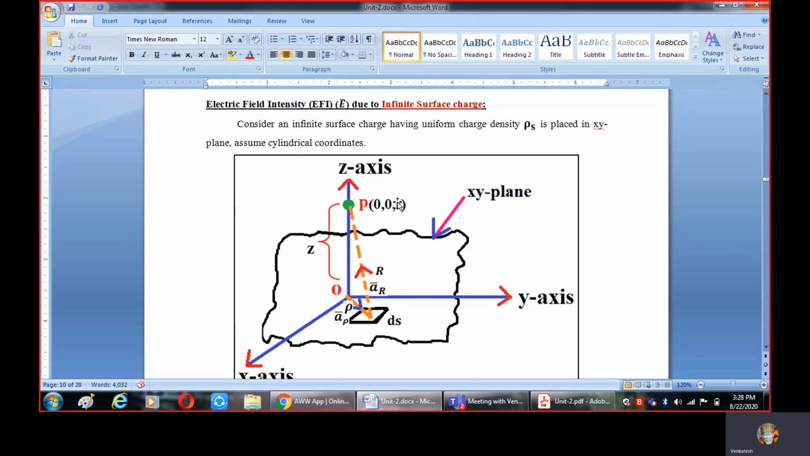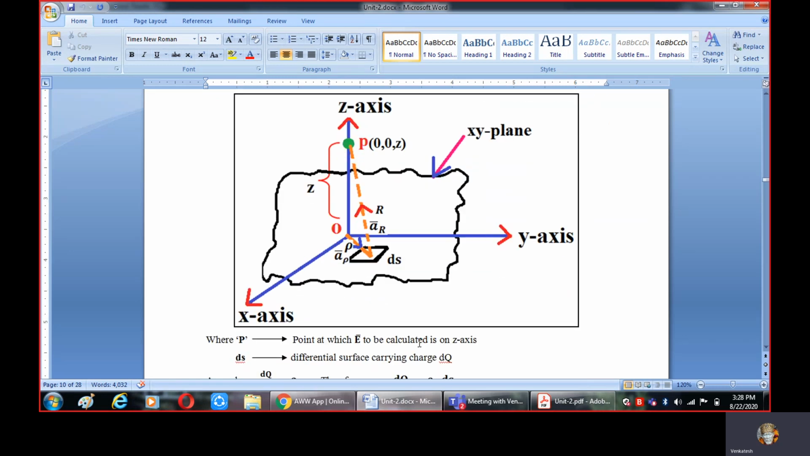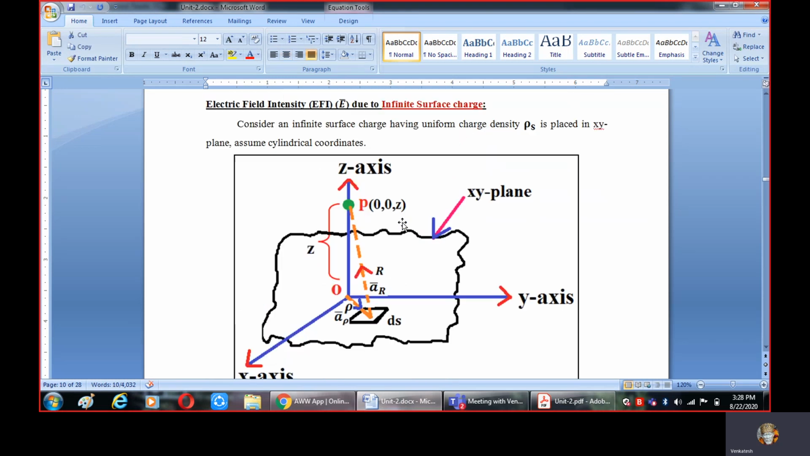Here we are assuming the point P (0, 0, Z) on the Z axis. The point P is the point at which E bar is to be calculated, on the Z axis. I mean the electric field intensity due to infinite surface charge at point P (0, 0, Z). We are considering this infinite surface on the XY plane. Generally it looks like a front view, but this infinite surface is in the bottom view. Like this, a differential part.